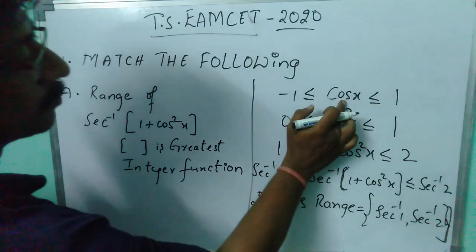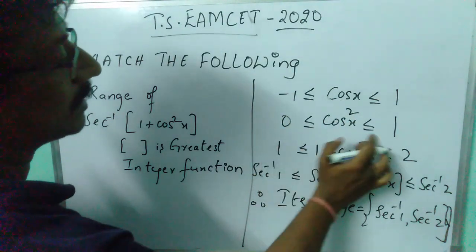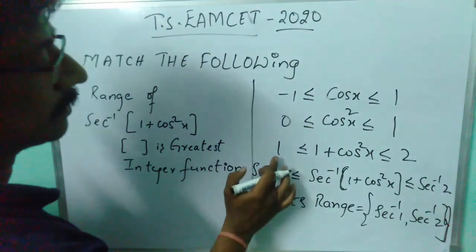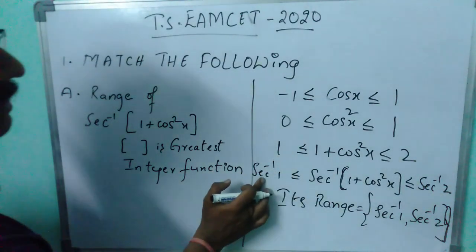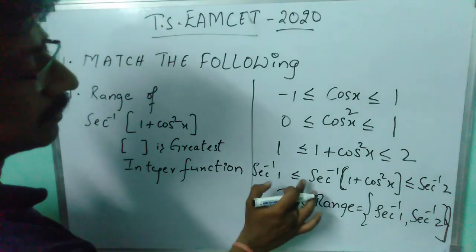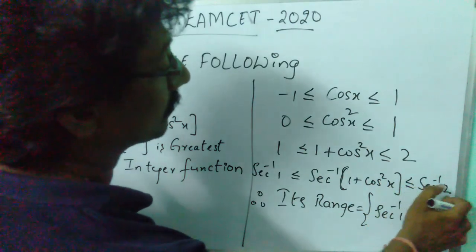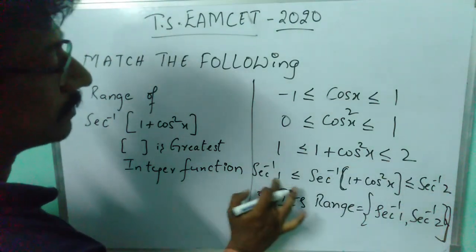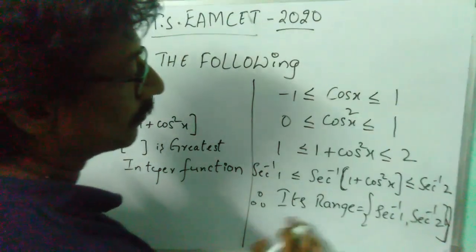If I square both sides, that makes cos square x lie between 0 and 1. Adding 1 on both sides, 1 plus cos square x lies between 1 and 2. Now, writing secant inverse on both sides, we get secant inverse 1 less than or equal to secant inverse of 1 plus cos square x less than or equal to secant inverse of 2. So the range of the whole function is between secant inverse 1 and secant inverse 2.